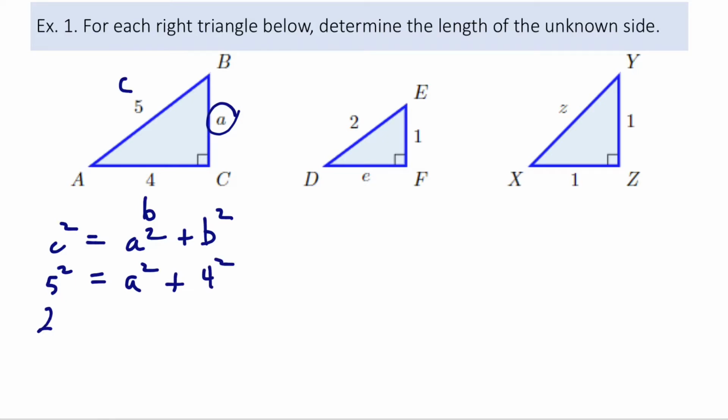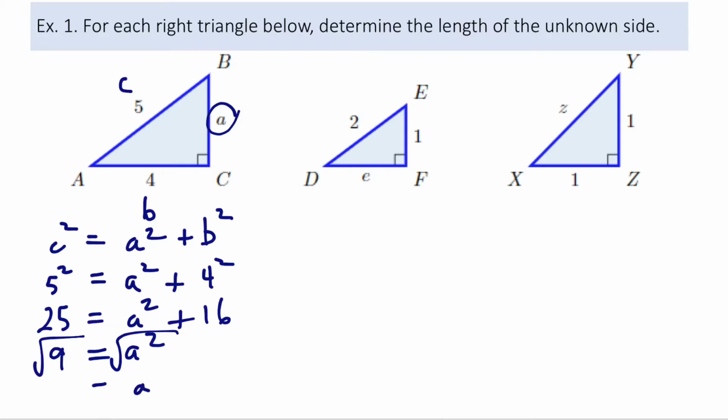So that's 25 is equal to a squared plus 16. And then we subtract 16 from both sides, so that's 9 is equal to a squared. Then we take the square root of both sides, so that's a is equal to 3. Right, so we found our missing side.